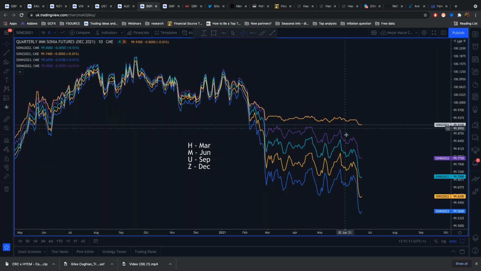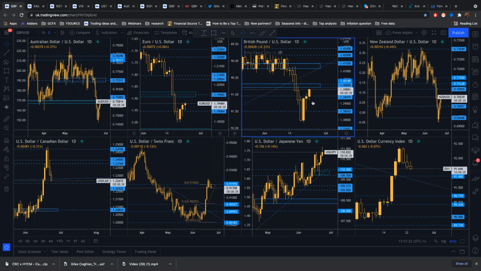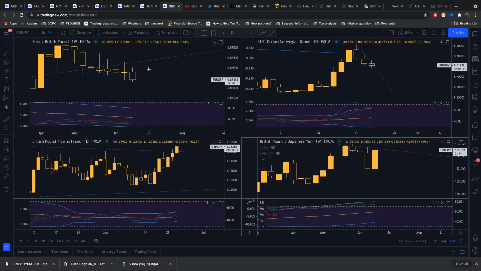So what are futures traders expecting? They're expecting interest rate hikes. That's why we're seeing the pound appreciating into the event. See the pound appreciating against the dollar, against the euro, against the Swiss franc, against the Japanese yen.